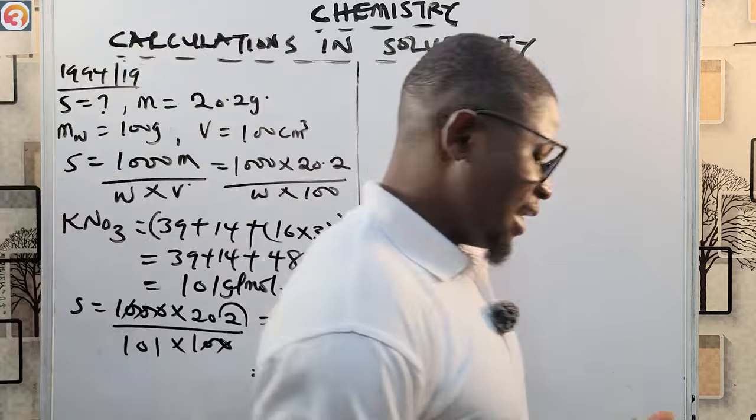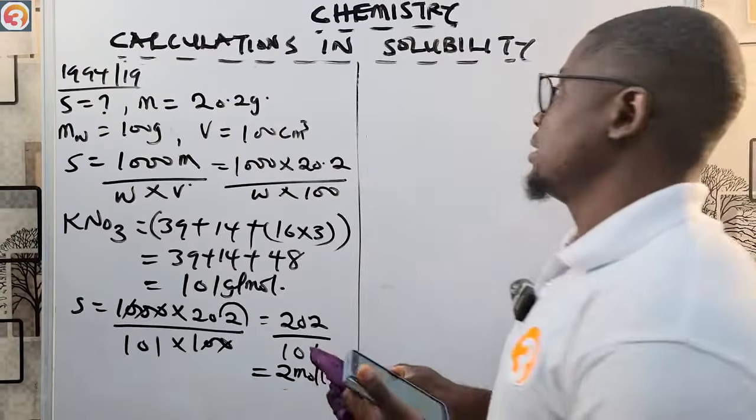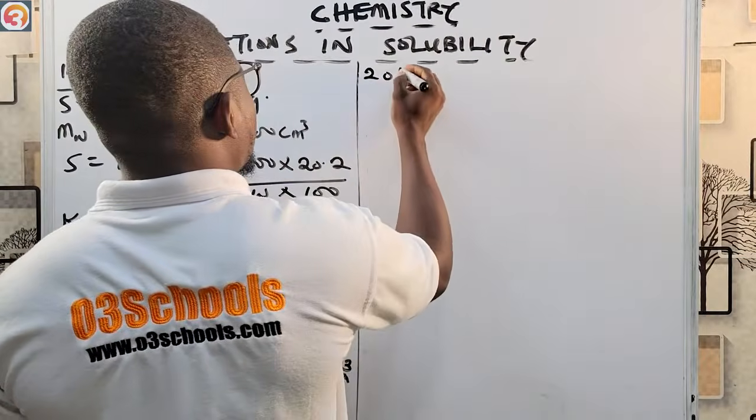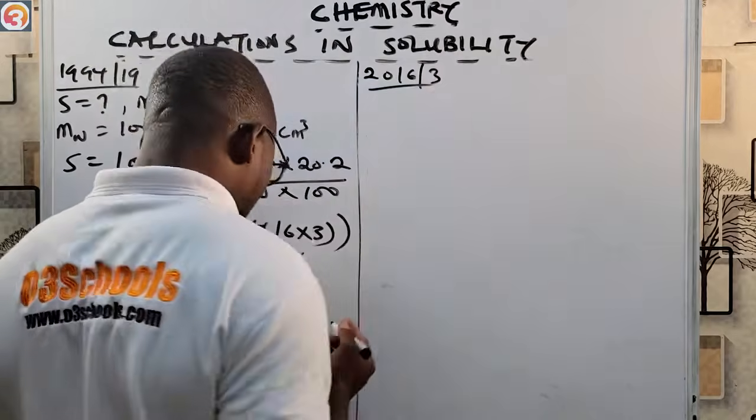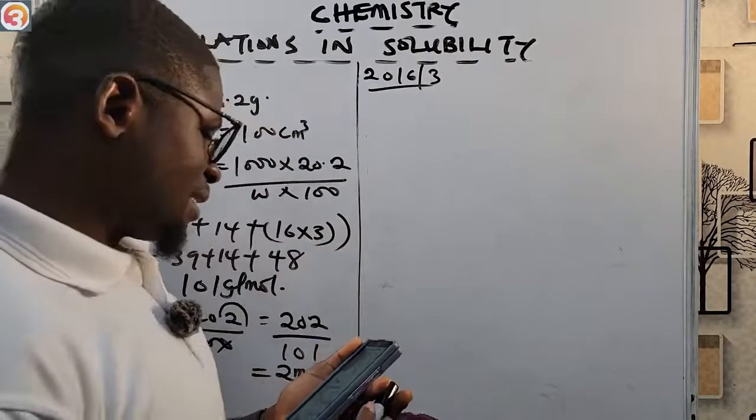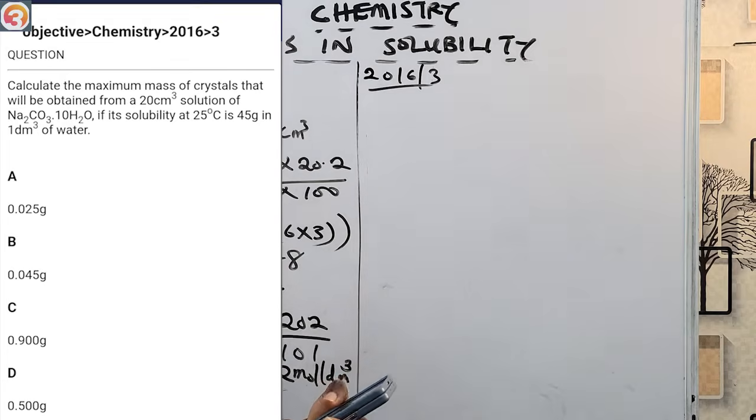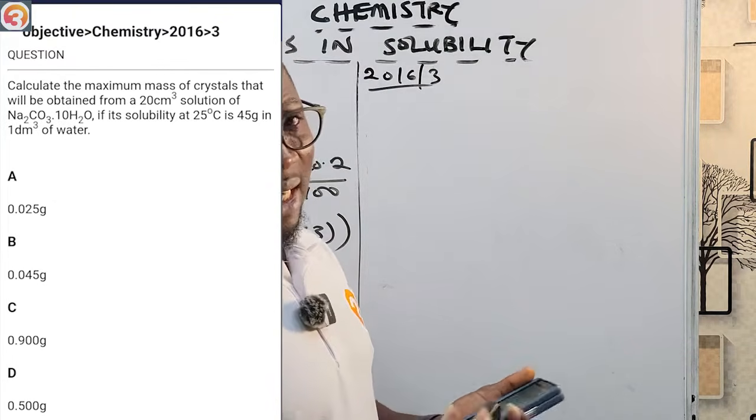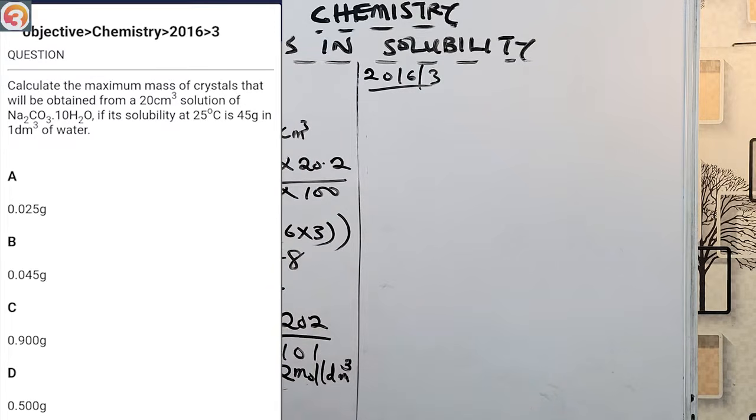So now let's see another, year 2016 number 3. In this question, we are told to calculate the maximum mass of crystals. What causes the crystallization to occur? It's cooling. When you cool the solution, it will cause the dissolved solute to crystallize out of the solution.